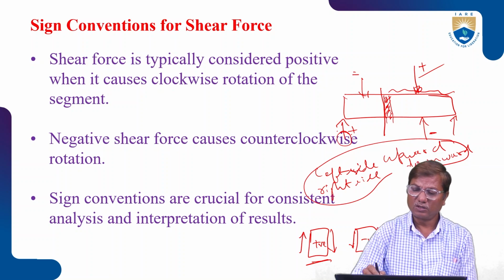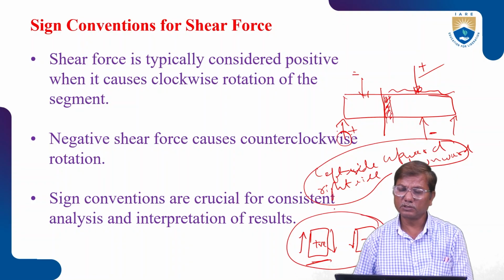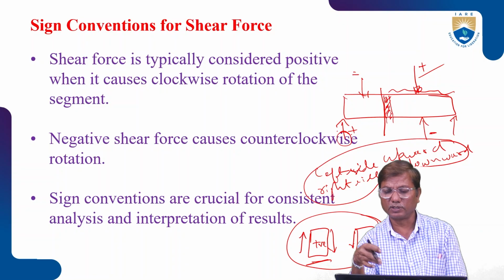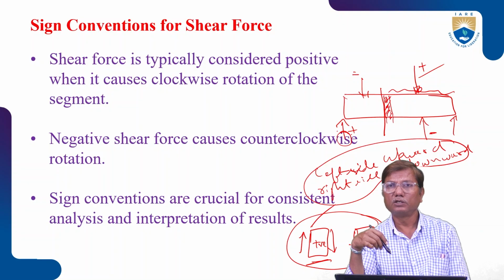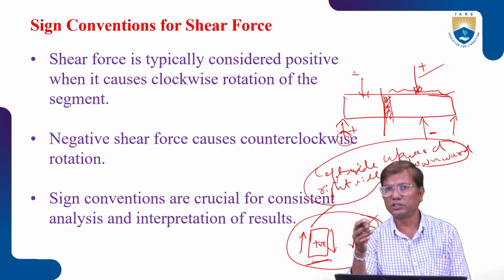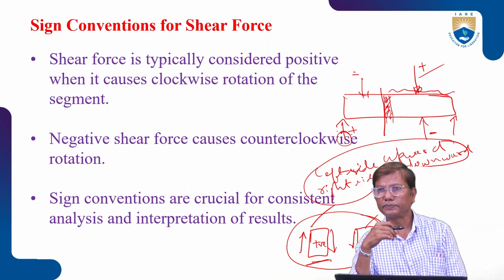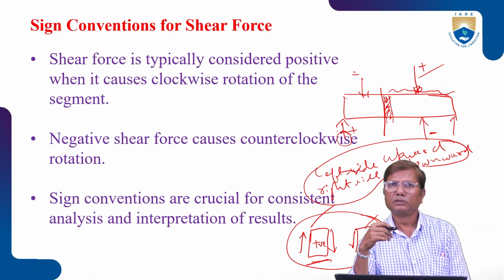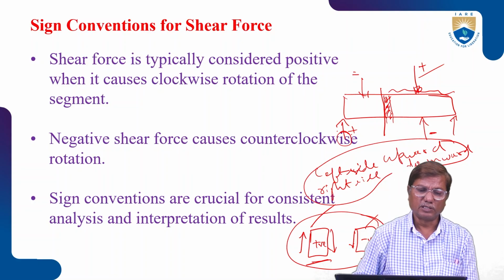So you have to follow this convention throughout a problem. Some may take otherwise also. That means they may take left up, right down negative, and left down, right up positive. It doesn't matter, but we have to follow it uniformly throughout the problem. Is this clear?